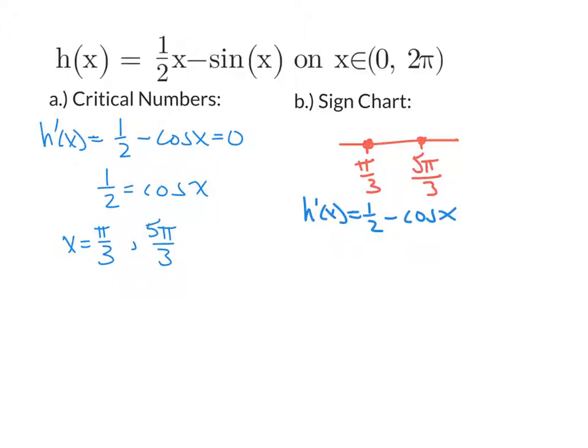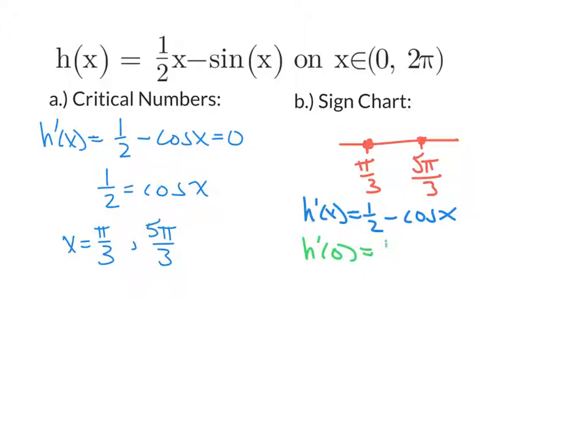So we pick something that's smaller than pi over 3. We don't want to pick negative a billion or anything like that because of the periodic nature of cosine of x. So I'm going to pick something that's smaller than pi over 3, but doesn't make it to negative pi over 3. So I'm going to pick h prime at 0.